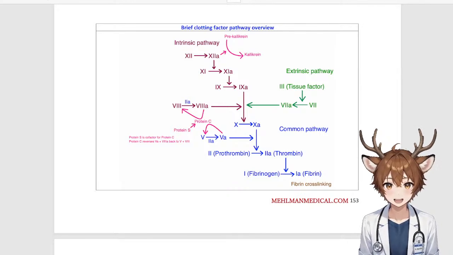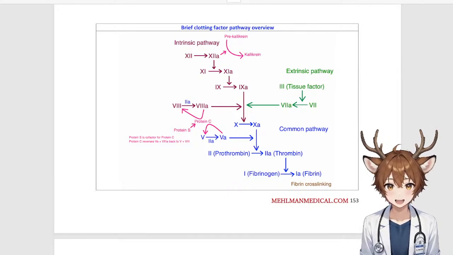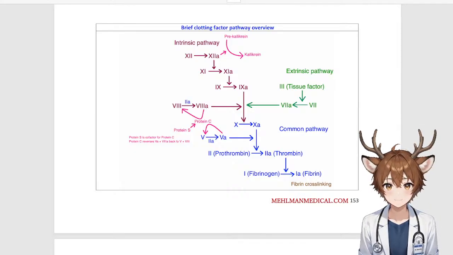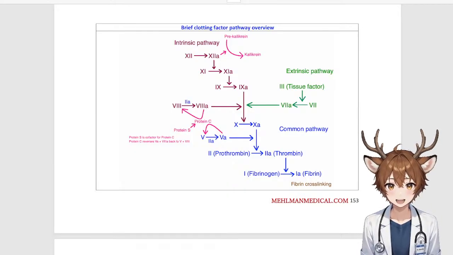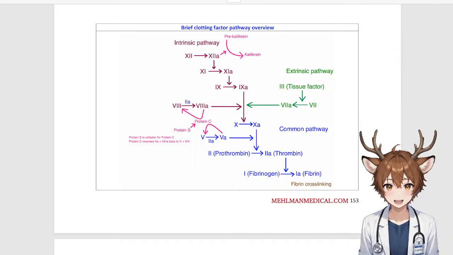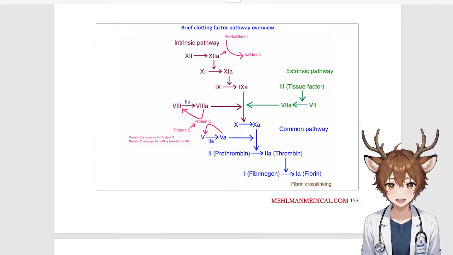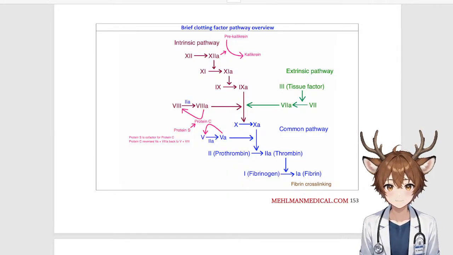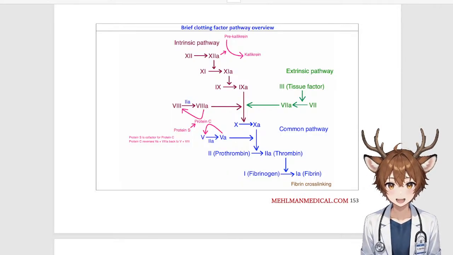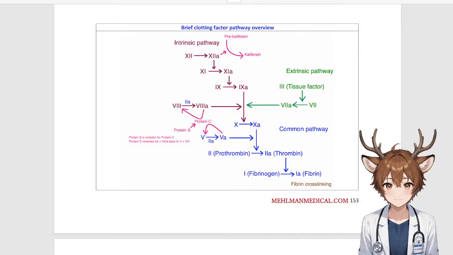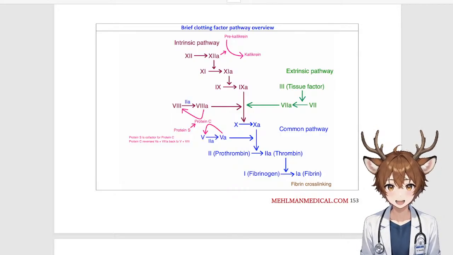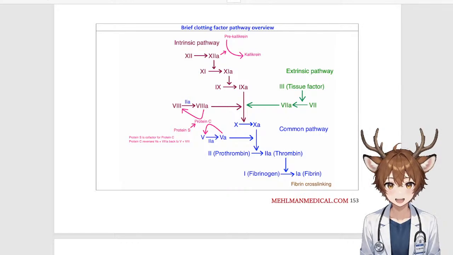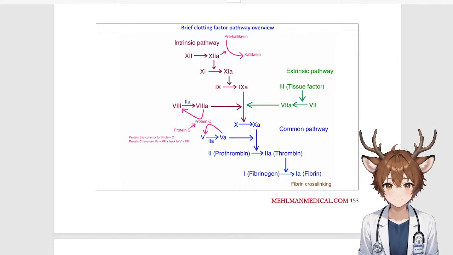So the part of the common pathway, you don't see it here, but I can see it, is that 10A helps convert prothrombin to thrombin. So 10 is converted into 10A via 2 different methods. One, the intrinsic pathway, which converts it via 9A.